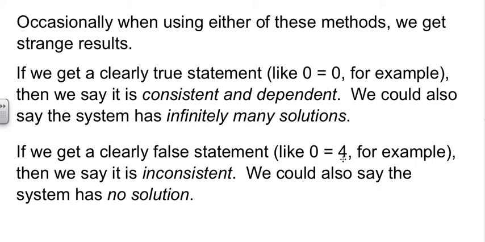If you get a clearly false statement, you get a complete lie. 0 equals 4, something that's obviously not true, then what you're dealing with is parallel lines. And we said that would mean inconsistent. You could also say that there's no solution.